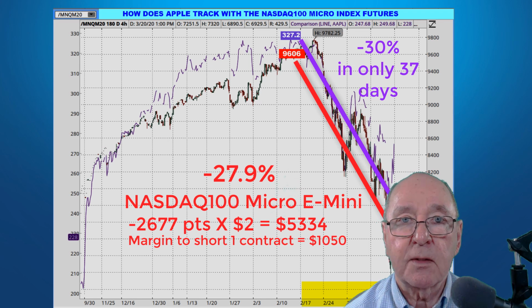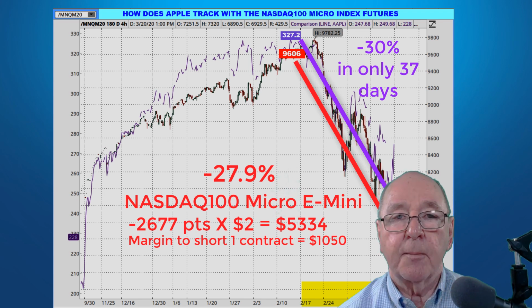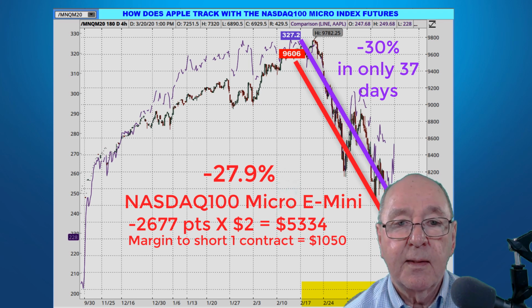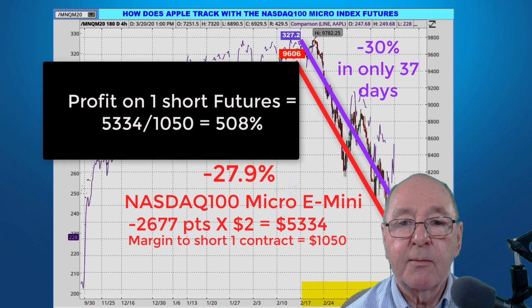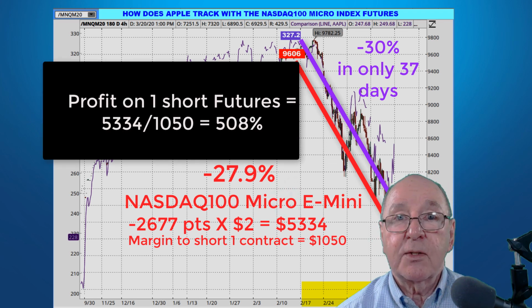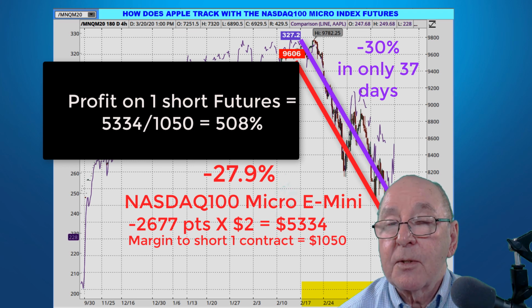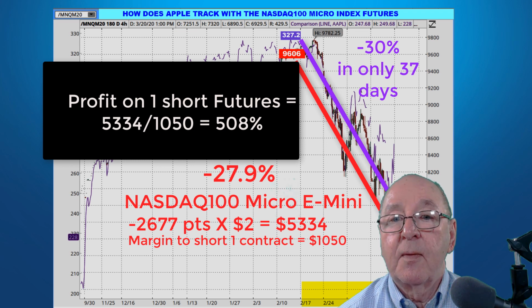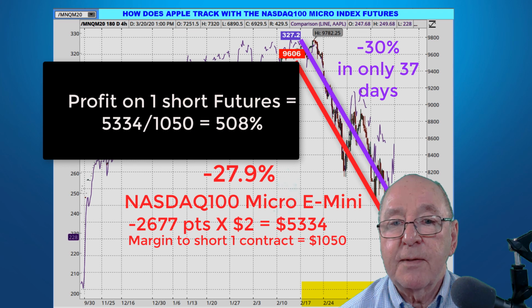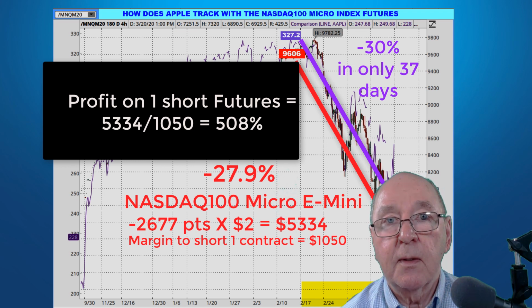I'm going to use $1,050 here just to keep the figures a little bit honest. The profit on that short contract, and there's no way you could have picked the high and the low, so this is hypothetical for sure, would have been $5,334. So that's a 508% profit on $1,050, $5,334. That's the potential of profit.